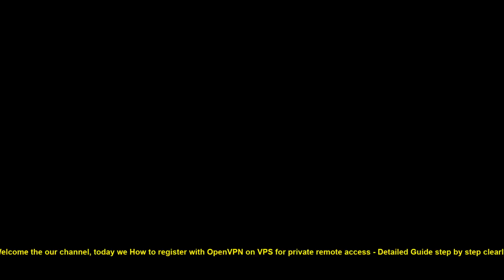First, ensure you have a reliable virtual private server, or VPS, ready for use. Log into your VPS using SSH with a terminal or an SSH client. Make sure your system is up to date by running the command sudo apt update and sudo apt upgrade -y. Next, install OpenVPN by executing the command sudo apt install openvpn.